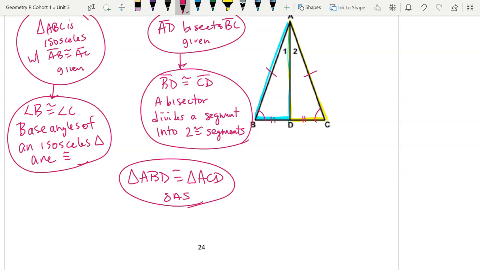Now where are your sides and angles coming from? Here's your angles. One of your sides came from this given bubble, right? AB was congruent to AC, and the other side was here. Now all that's great, but it's not done. I now know that the two triangles are the same, so that means all of their corresponding parts are the same, meaning angles 1 and 2 are the same by CPCTC.